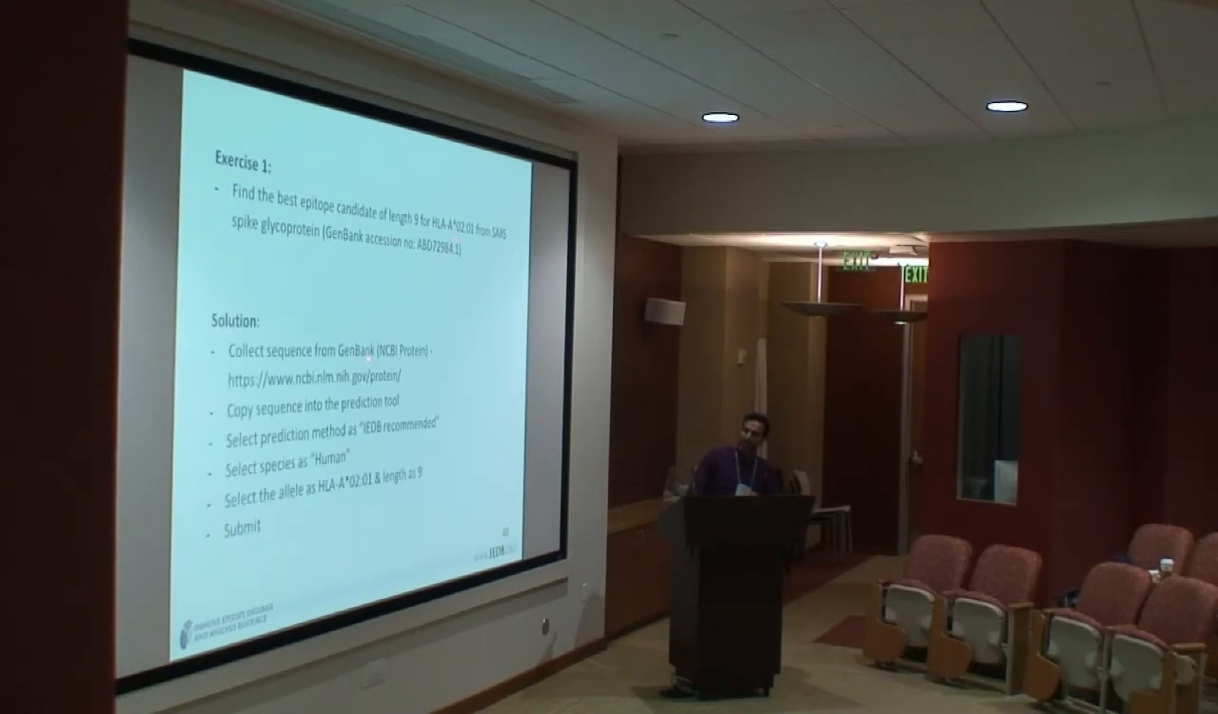So you can find this sequence from the NCBI and then submit it to the tool. You can choose the IEDB method as the default IEDB recommended one, and specify the allele by selecting human as the species and finding the allele in the drop-down menu, choosing the length, and then submit.